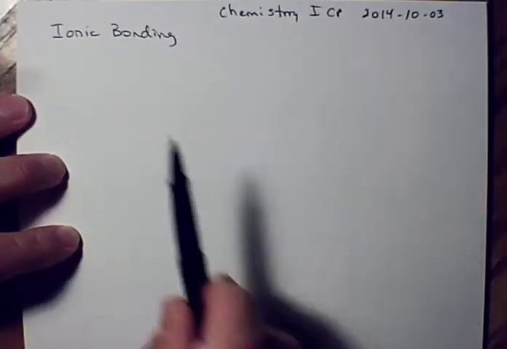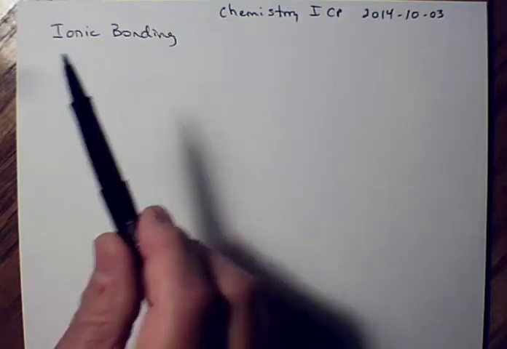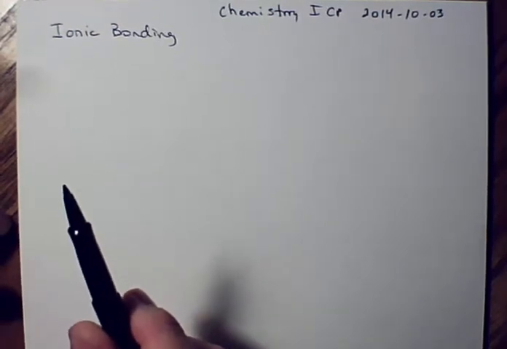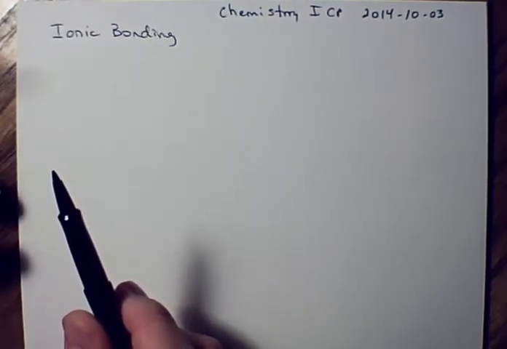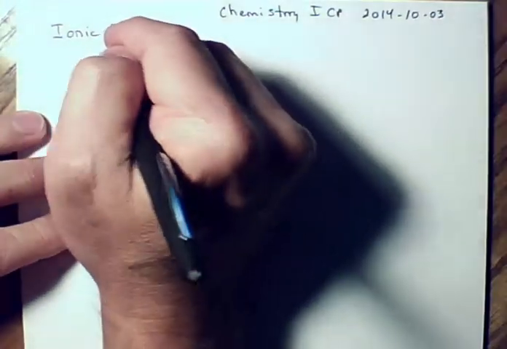Okay, ionic bonding is different from covalent bonding. So far, we've been talking about sharing electrons. Okay, in ionic bonding, they borrow. You could say that. So let's look at something really simple to start with.